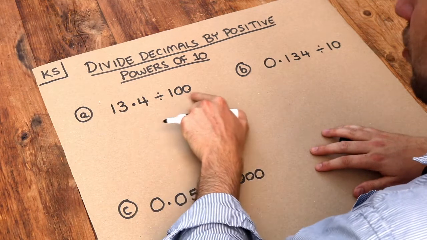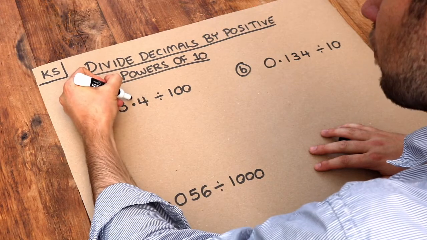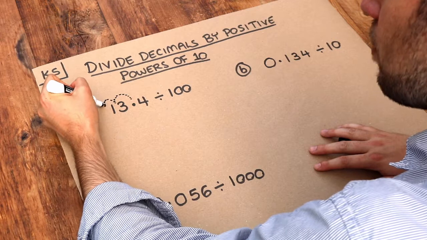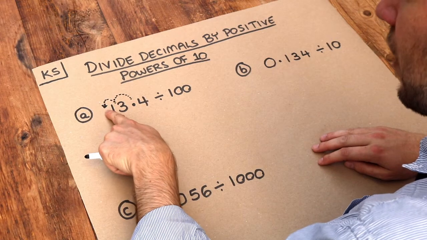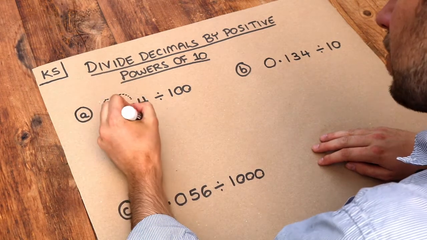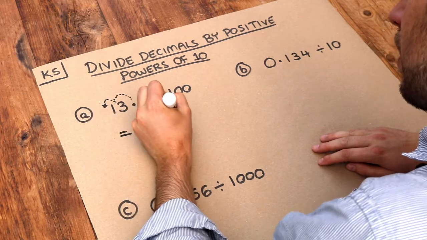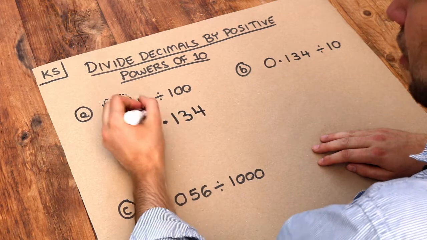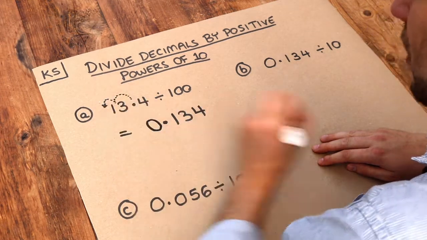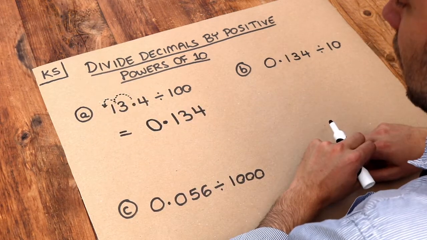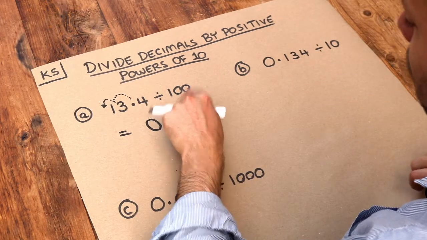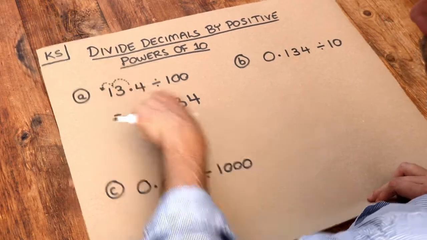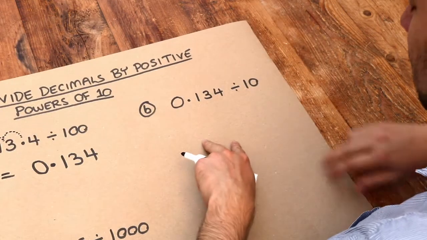So, divided by 100, 2 zeros, I'm going to move that decimal point 1 place and 2 places. So now the decimal point is in front of the 1. So if I do that, the decimal point is in front of the 1, and we need to put a 0 here just before the decimal point because we've got no units. And just use your common sense. If you're dividing by 100, you're making the number smaller, and we can see that that number is smaller than the original one. What about the second one?